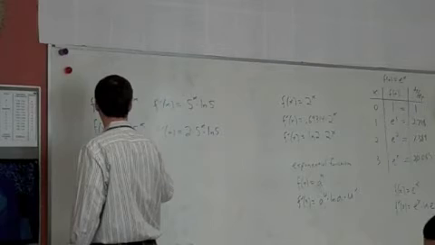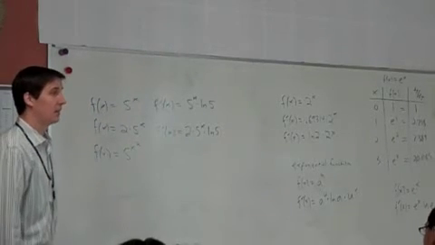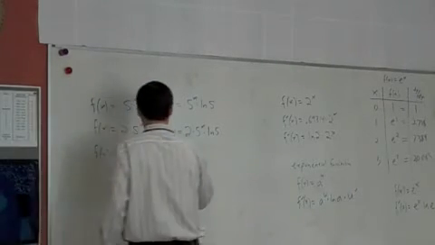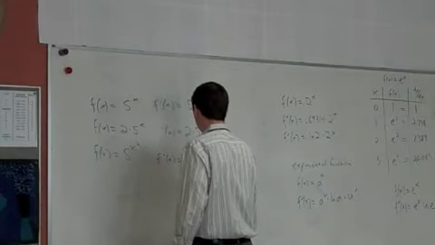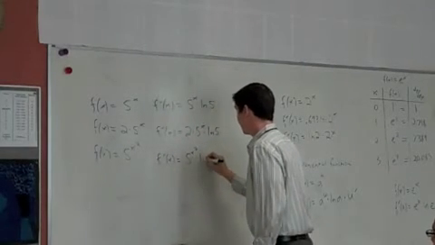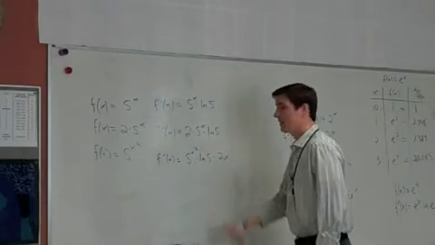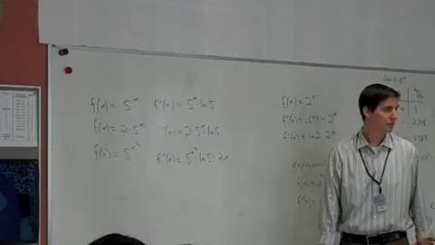What's the derivative of 5 to the x squared? The derivative of 5 to the x squared is? 5 to the x squared. Write the same thing as 5 to the x squared times natural log of the base times the derivative of the exponent. Does that make sense, you guys?